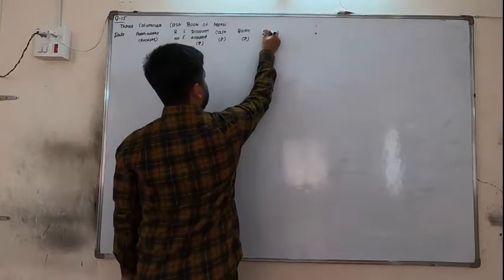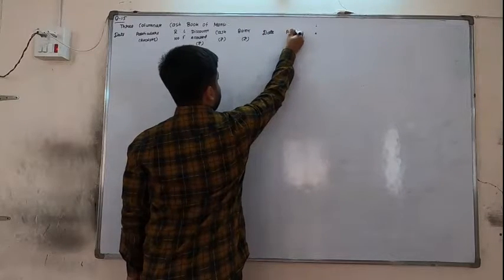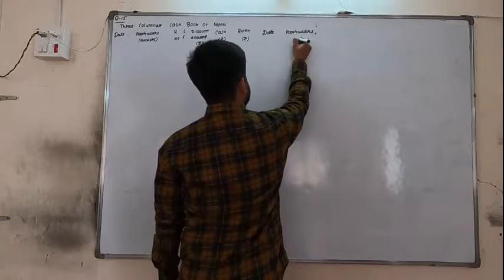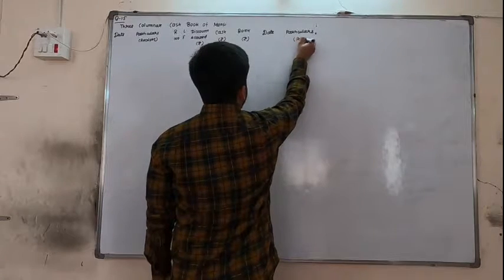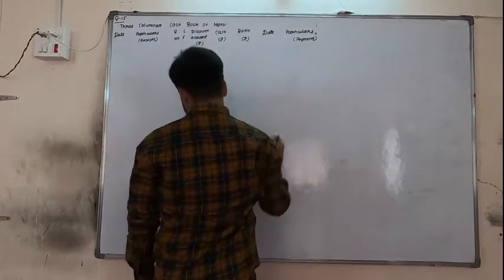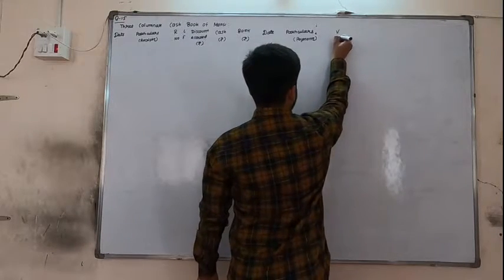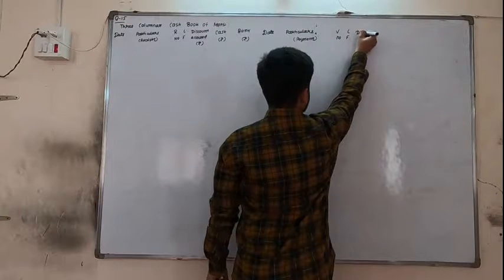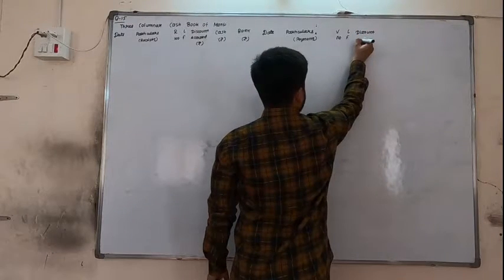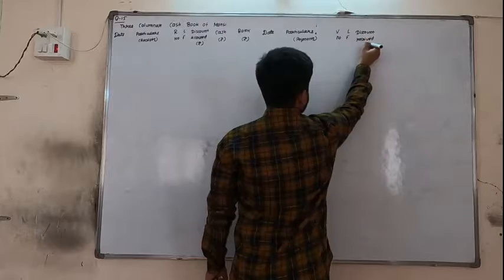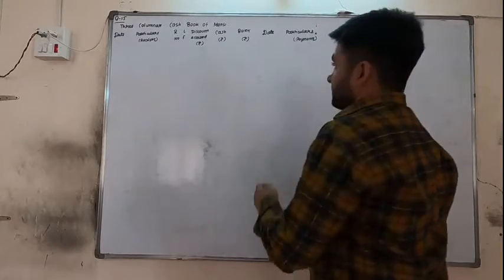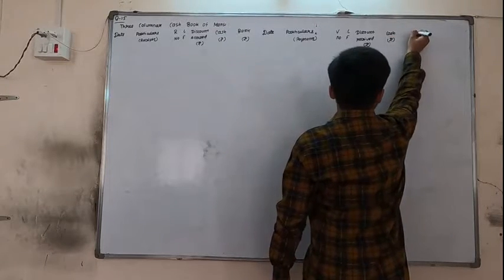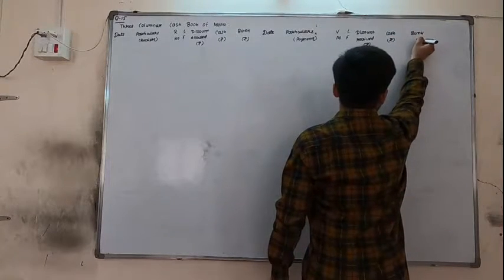After that, on credit side, date, particulars, here are payments, voucher number, LF, discount received in rupees, cash in rupees, bank.